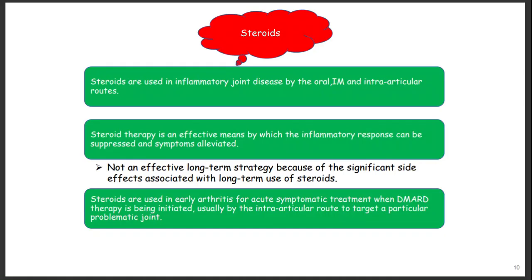You can also give steroids. Steroids are used in inflammatory joint disease by the oral, intramuscular, or intraarticular routes. And steroid therapy is an effective means by which the inflammatory response can be suppressed and symptoms alleviated or at least better. But again, steroids are not effective for a long-term strategy because of the significant side effects associated with long-term use of these steroids. And steroids are used early in the disease for acute symptomatic treatment when the DMARD therapy is being initiated. Okay, that's when you also use these.